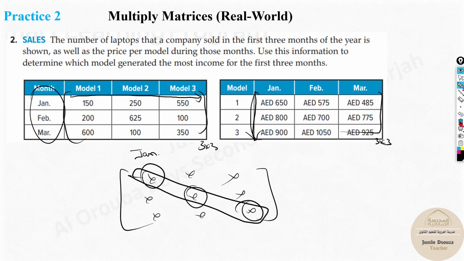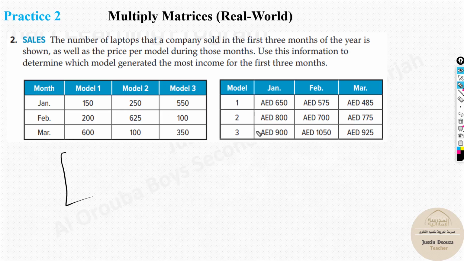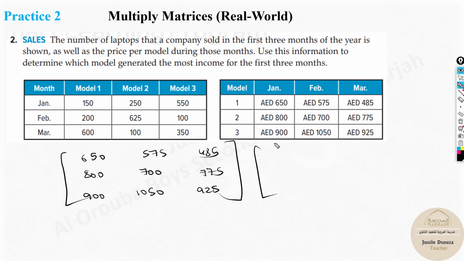But now I will rearrange this and write. I'll rearrange this. I'll write this first. 650, 575, 485, then 800, 700, and 775. And this is 900, 1050, and 925. Multiplied with the number of models sold, 150, 250, 550. Here we have 200, 600, 625, 100, 100, and 350.